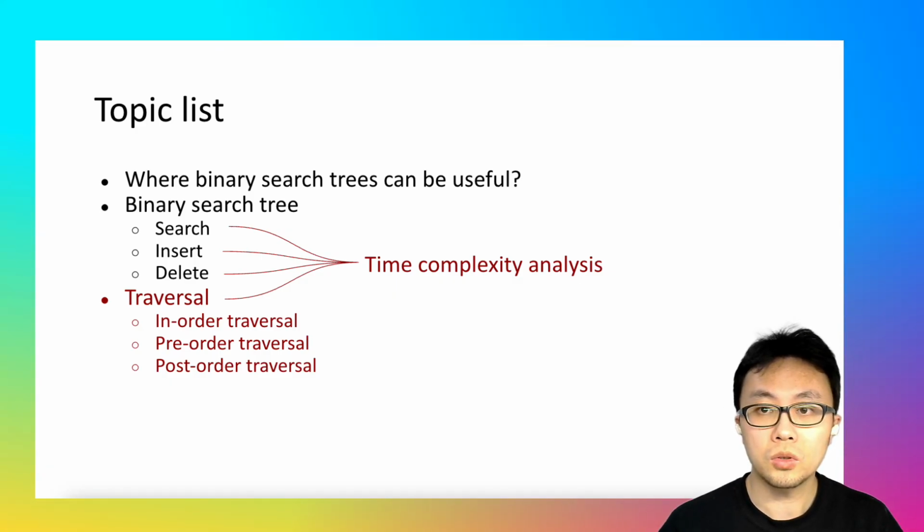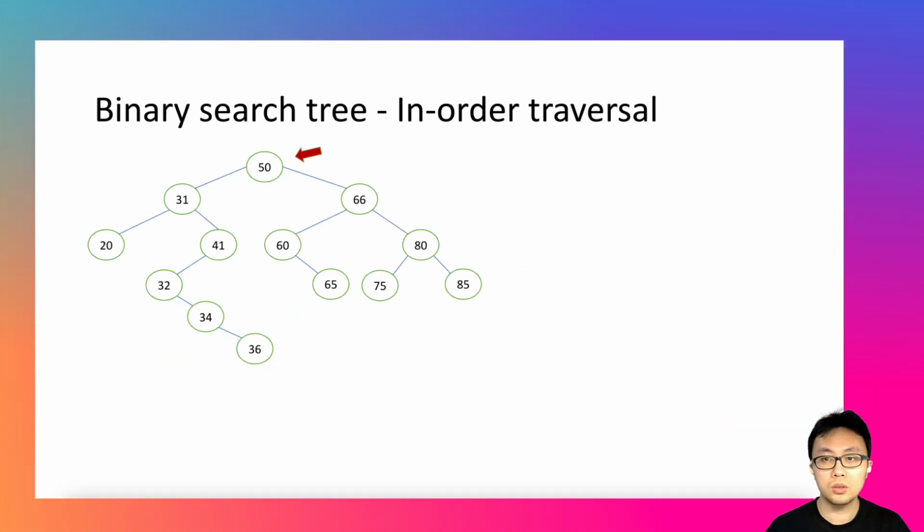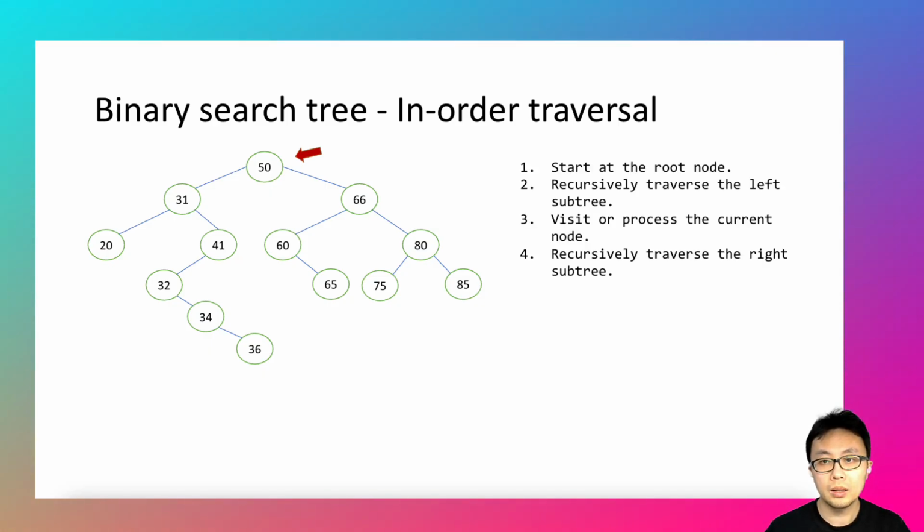There are three types of traversals, including the in-order traversal, pre-order traversal, and post-order traversal. We will start with the in-order traversal. The purpose of all the three types of traversals is to visit every node in a binary search tree. In-order traversal is a recursive function that involves a few steps, mainly including traversing the left subtree, visiting or processing the current node, and traversing the right subtree. It goes over these three different steps on every node in the binary search tree.